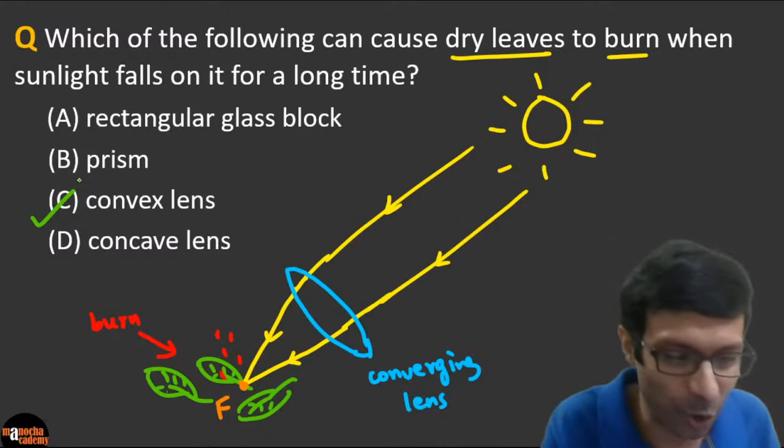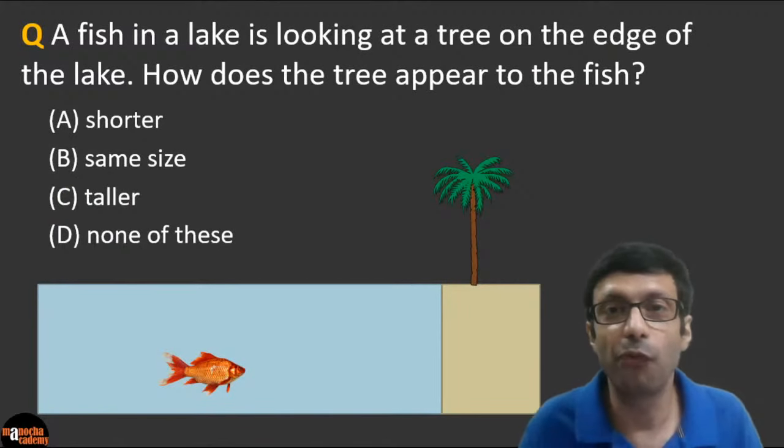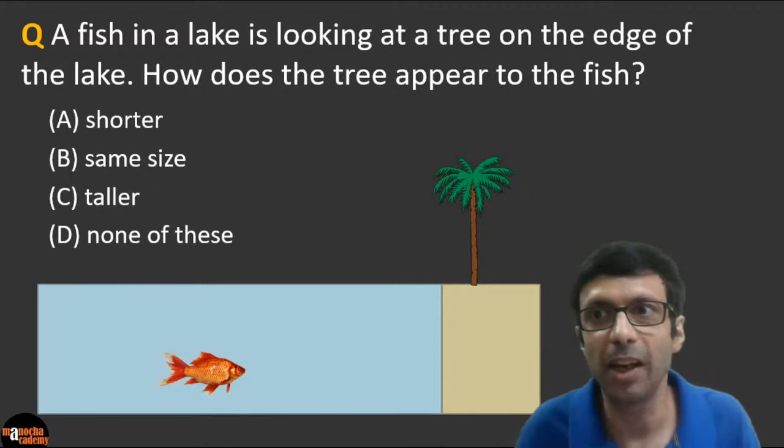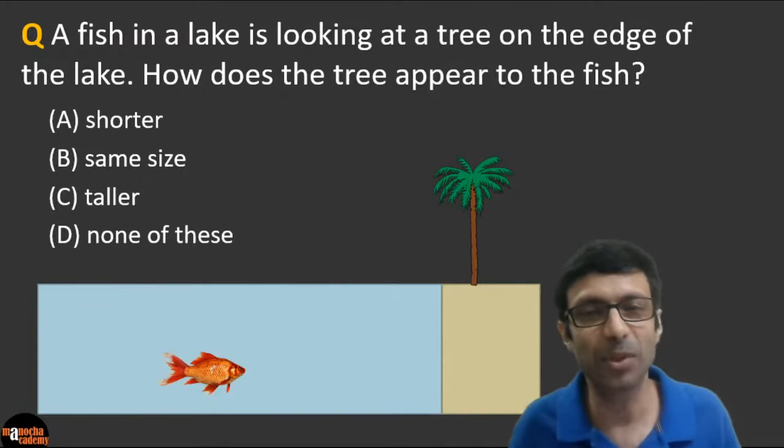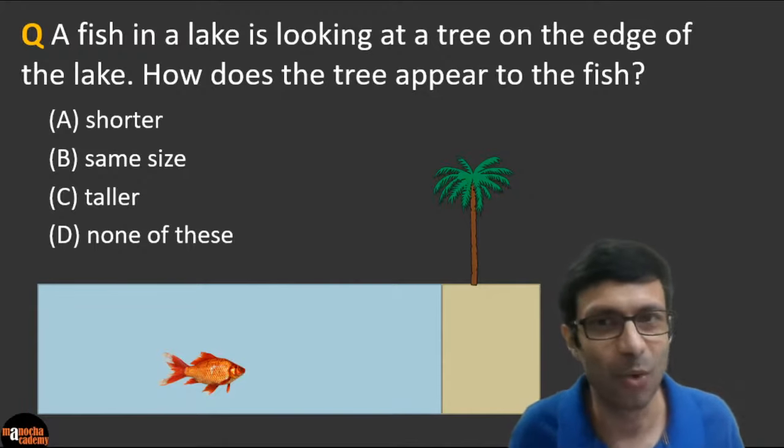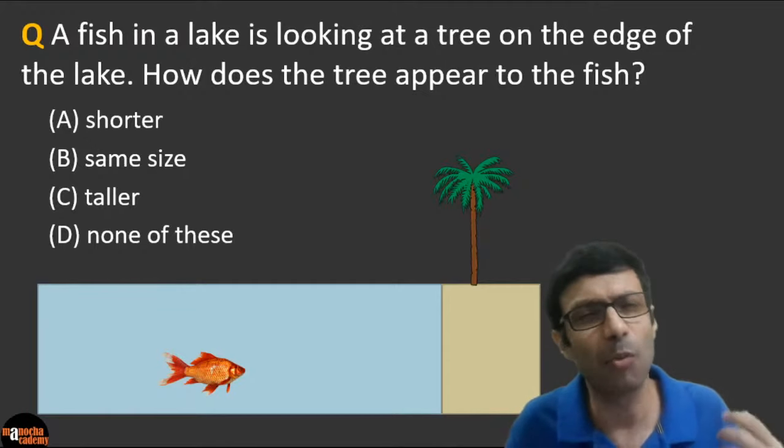Superb, guys. Let's go to our next question here. So this is an interesting question. A fish in a lake is looking at a tree on the edge of the lake. How does the tree appear to the fish? Does it appear shorter, the same size, taller, or none of these? What do you guys think? Come on, I want all of you to try.